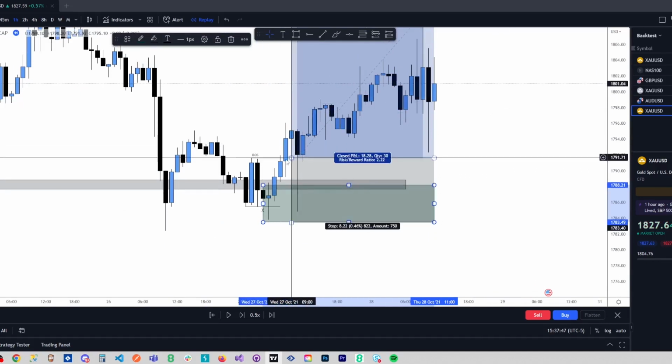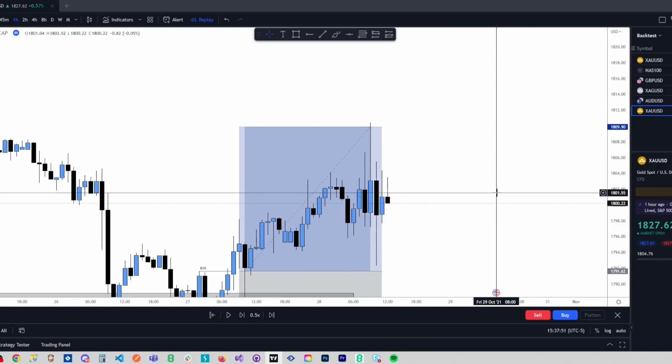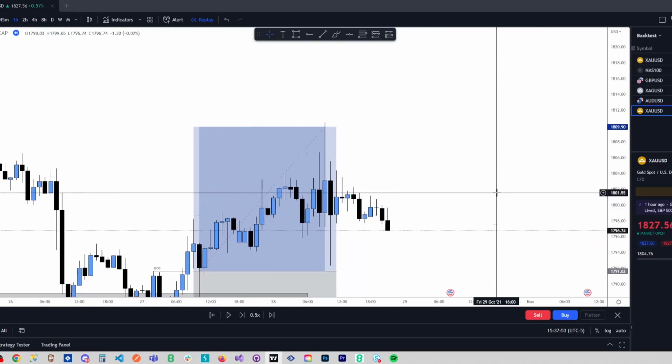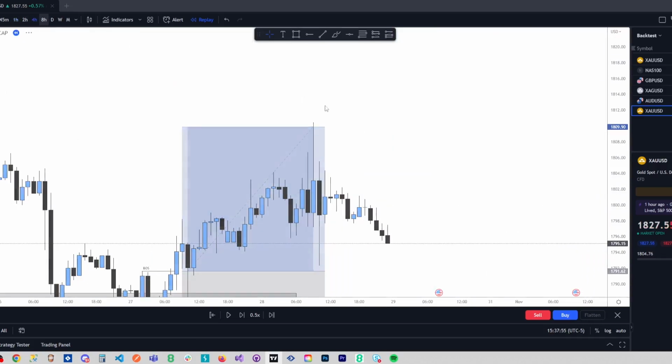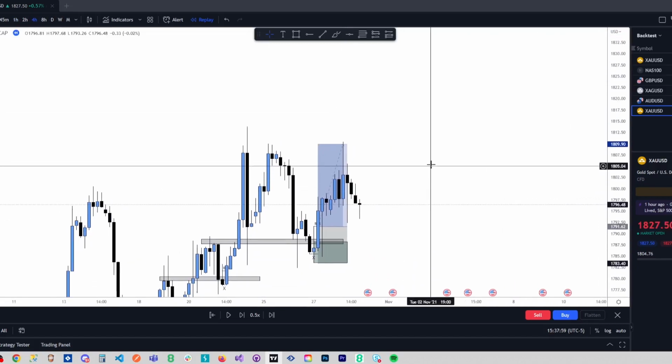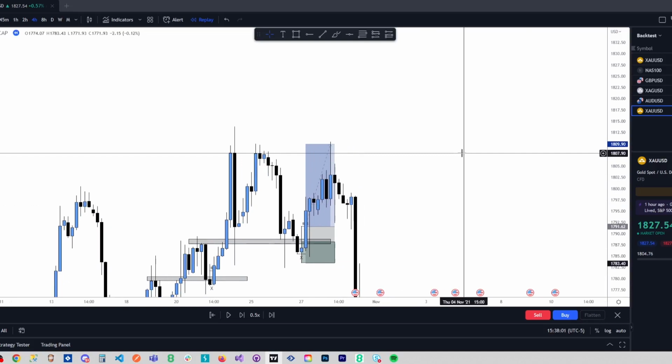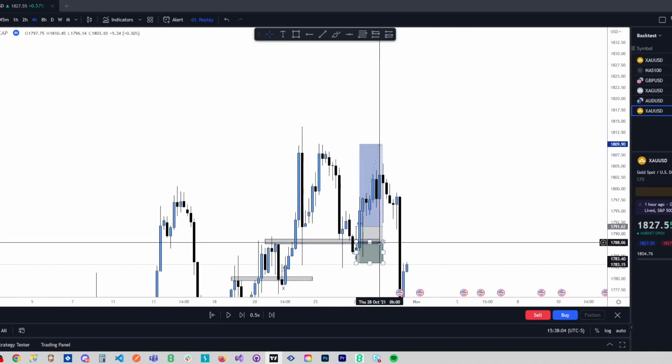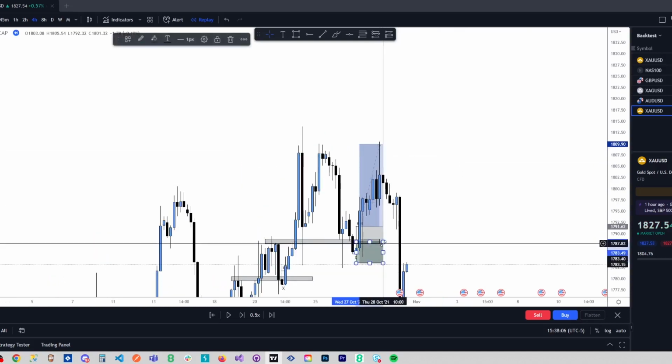But again, this is a safe entry. Right after the break of the high is a safe entry. So let's continue to look for more trades. Let's see where price is right now. All right, so we broke below. We have broken below. Let me delete this.